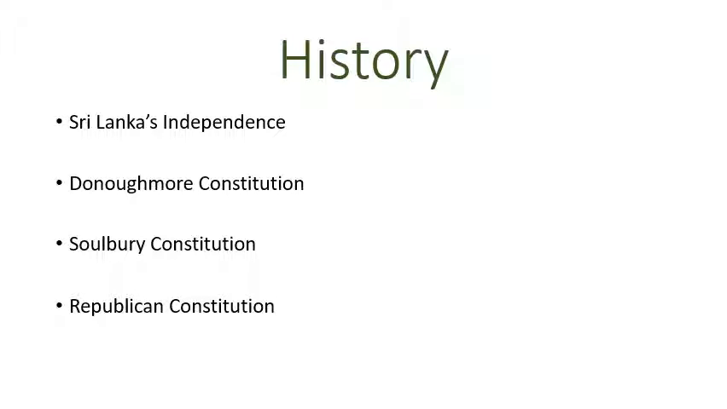Next was the Soulbury Constitution, and it lasted from 1947 until 1971. This was significant in that it gave Sri Lanka a parliamentary form of government, as well as allowing for a judicial service commission and a public service commission for the first time. The Constitution also safeguarded the rights of minorities.